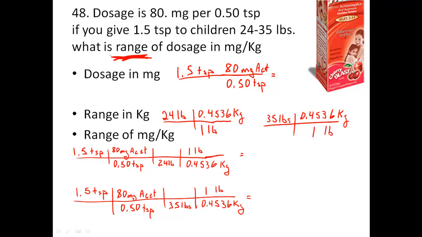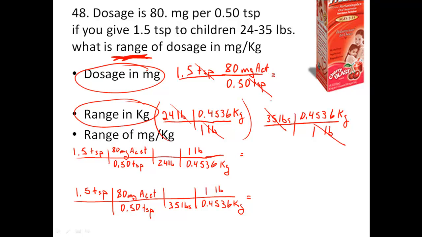So the first thing you want to do is convert the dosage to milligrams. We have it in teaspoons, but we need it in milligrams. So the dimensional analysis would look like this. Another thing we need to do is get the range of body weights in terms of kilograms. So we're going to convert pounds of child to kilograms of child. And we have a range. It goes from 24 pounds up to 35 pounds. And so we have this range from the low value to the high value.